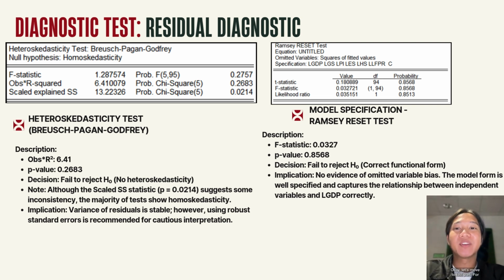Okay, let's move to the last part of the results and hypothesis testing. The Ramsey RESET test checks for functional form misspecification. The p-value is 0.8568, which is well above 0.05. Therefore, we fail to reject the null hypothesis, indicating that our model form is appropriate and does not suffer from omitted variable bias. That's all for me. Thank you.